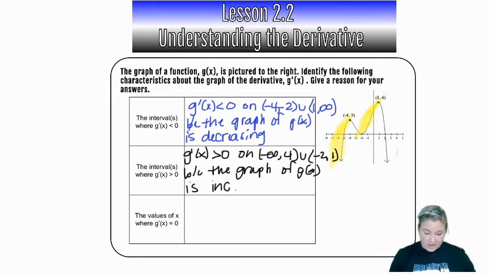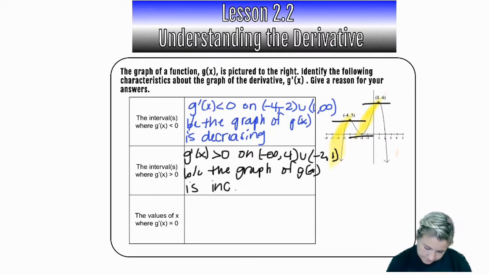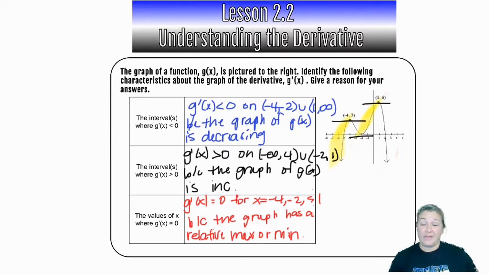And then our values of x where the derivative of our function g is going to be equal to 0. Here, here, and here, at those x values. So the derivative of g is equal to 0 for x equals -4, -2, and 1. So it either has a relative max or min at those points. We know that the slope of the tangent line is going to be 0 at those 3 x values.